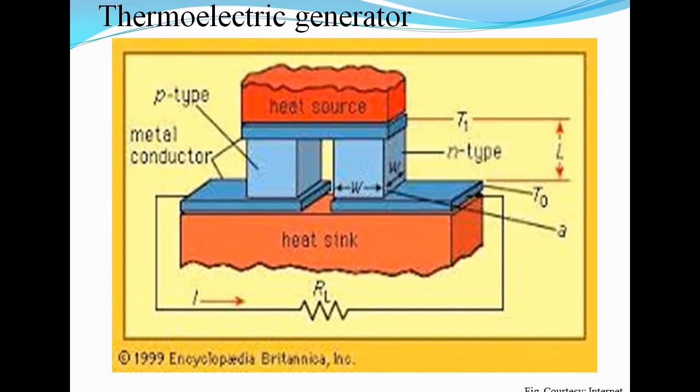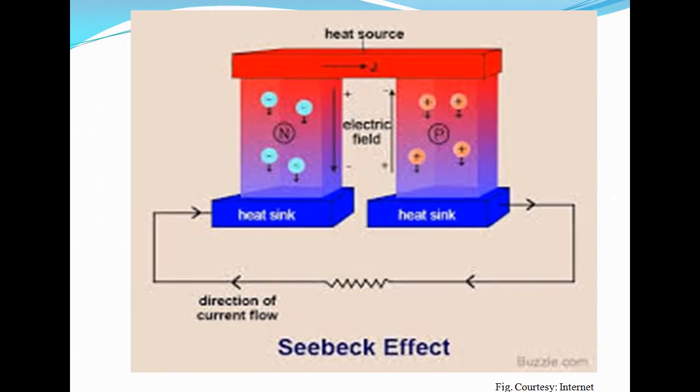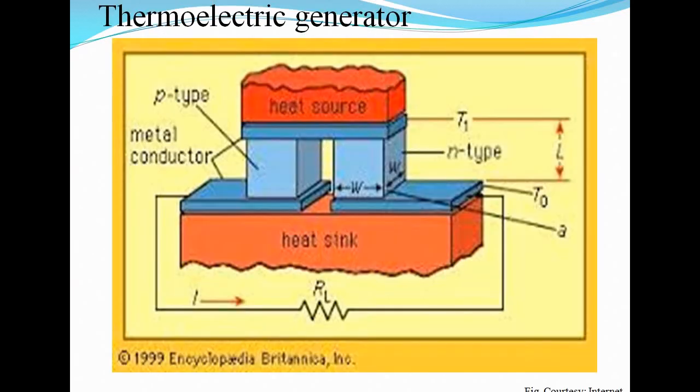So you can see here, this is the construction of the thermoelectric generator, which is based on the Seebeck effect. So let us go back to the Seebeck effect here. From P type material, electrons will start flowing to this N type material. You can see here, from P type semiconductor material to N type. Here also, from P type semiconductor material to N type semiconductor material.